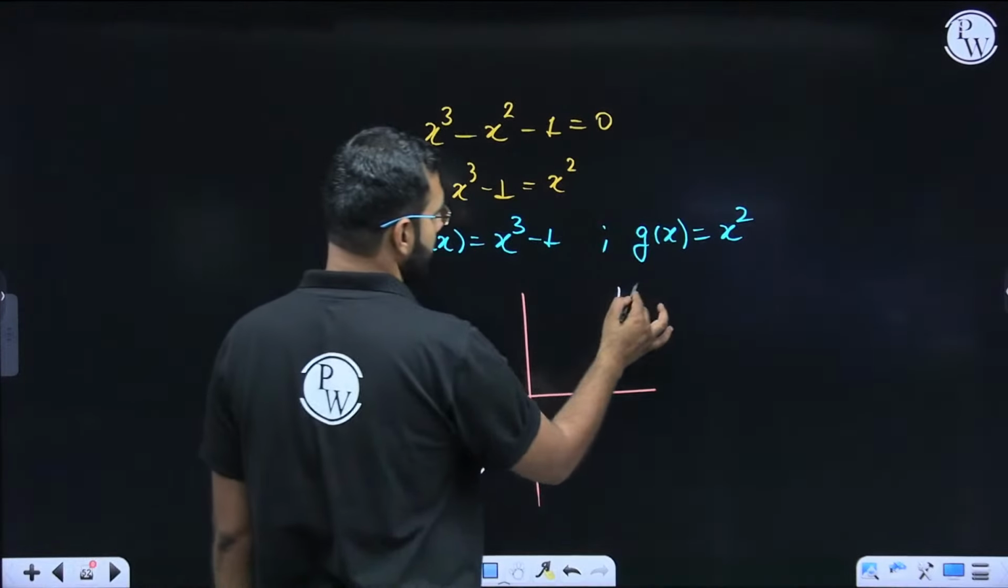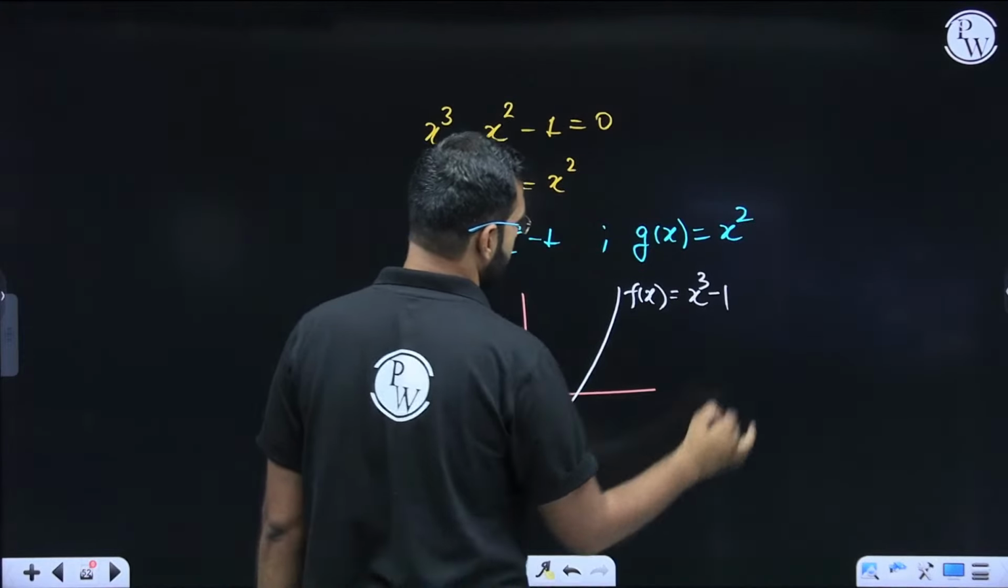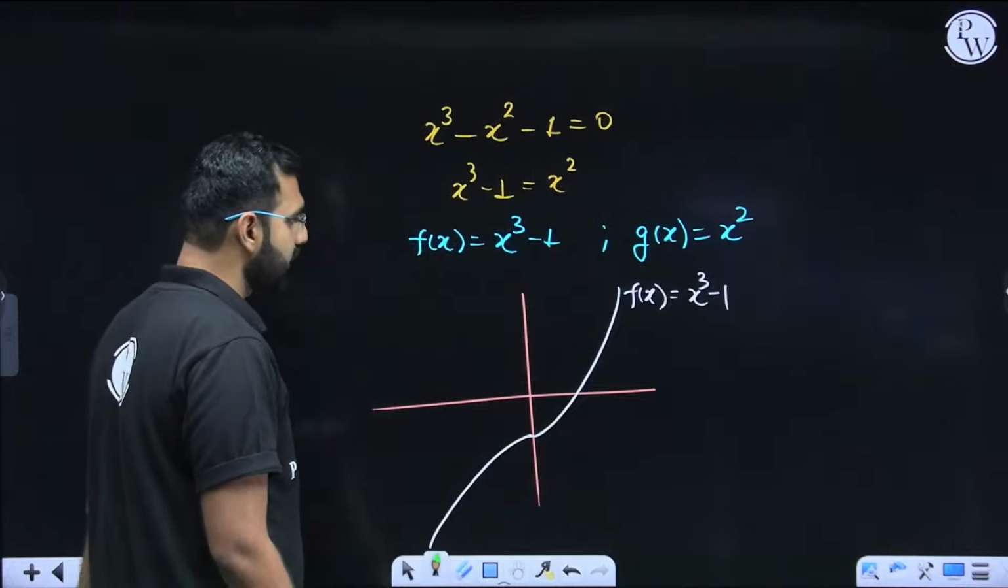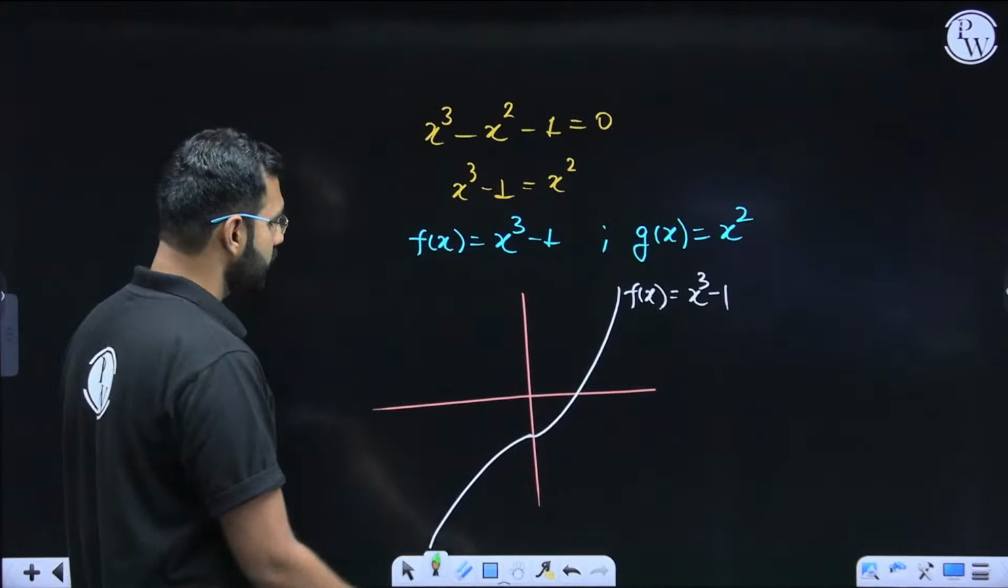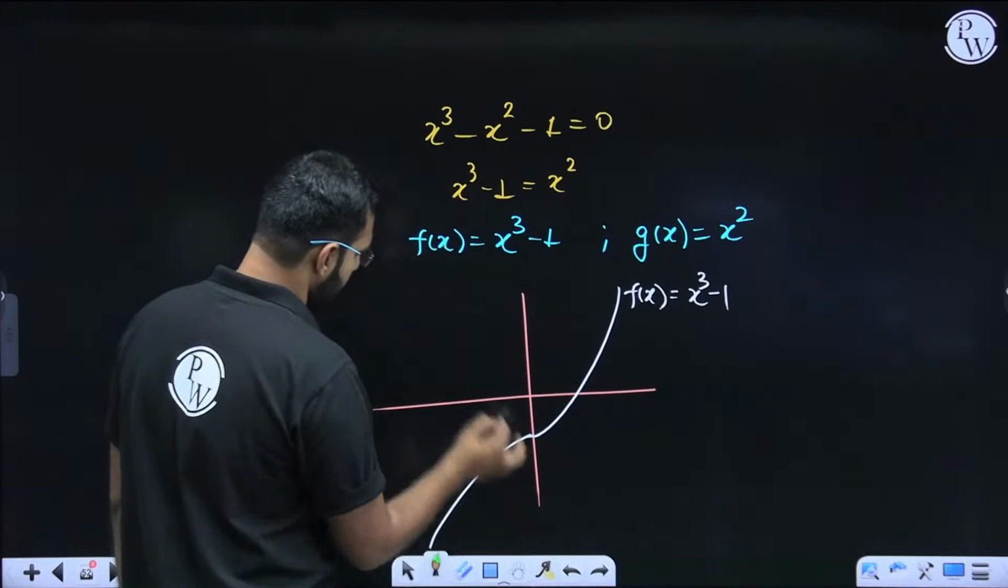This is nothing but the graph of f of x, which is nothing but x cube minus 1. Now, when you talk about the graph of x square, pay attention to this part. The graph of x square goes like this.